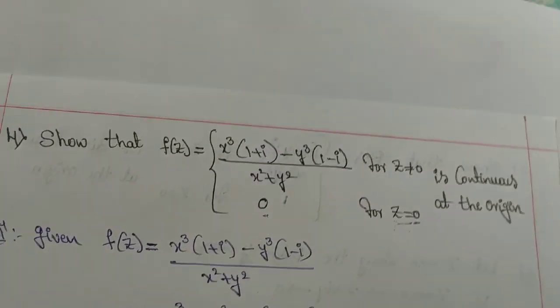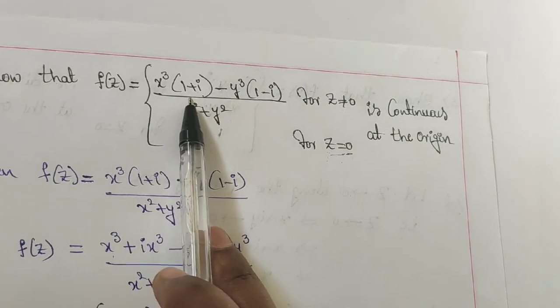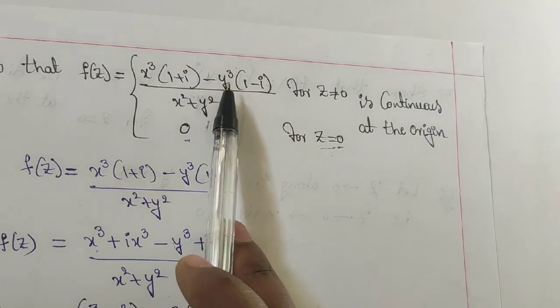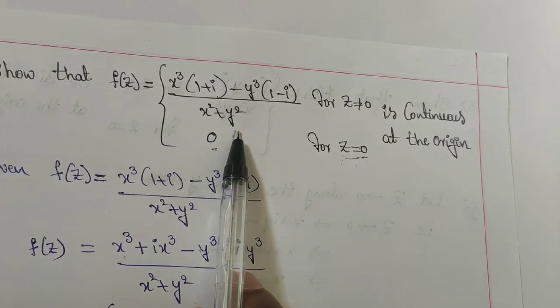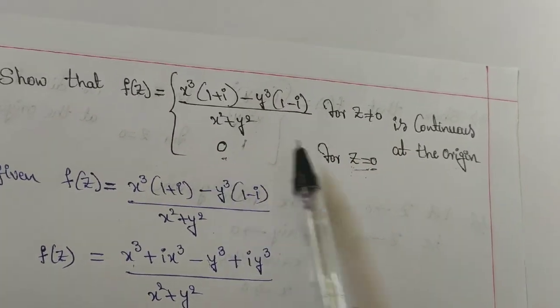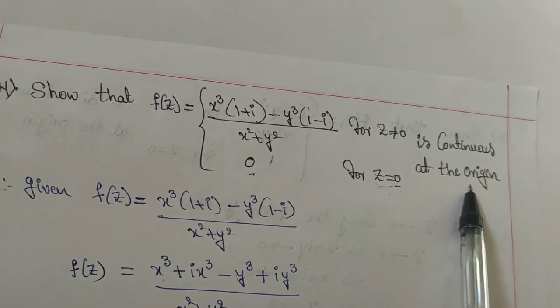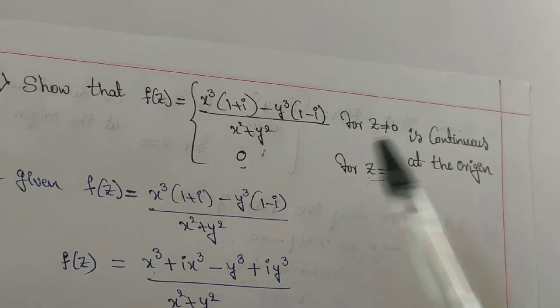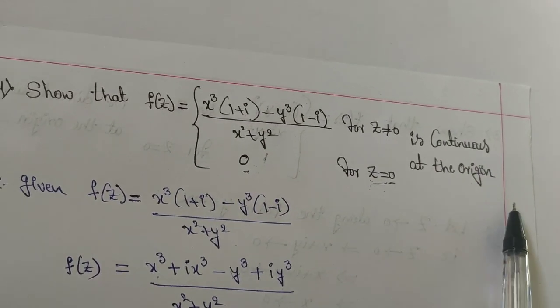So the last problem is: show that f of z is x cube into 1 plus i minus y cube into 1 minus i divided by x square plus y square when z is not equal to 0, then the value is 0 for z is equal to 0, is continuous at the origin. Here what we have to show is that this function is continuous at the origin.